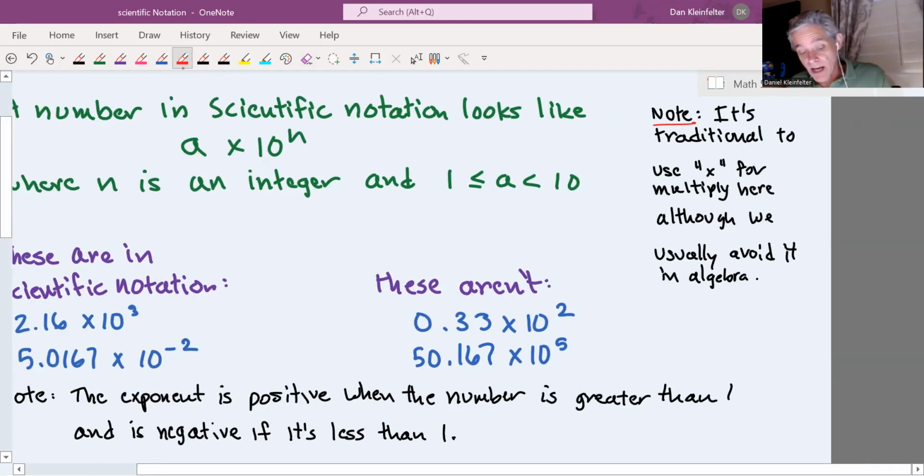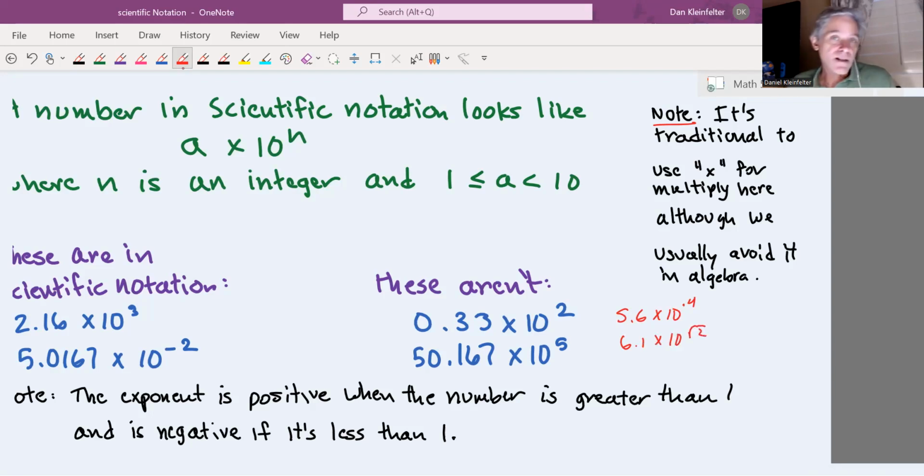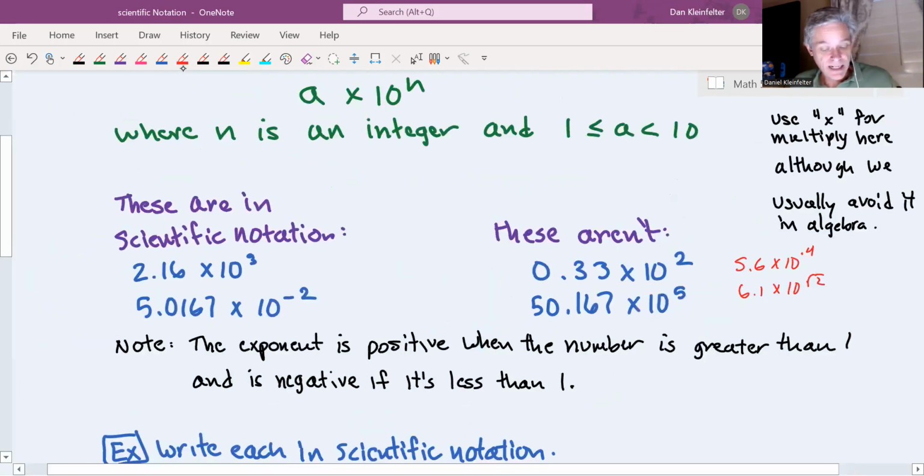Of course, others not in scientific notation would have some non-integer exponents. So if you had 5.6 times 10 to the 0.4 power, or 6.1 times 10 raised to the square root of 2 power, or some kind of crazy thing like that. So we're not going to have that. In scientific notation, the exponent is just an integer, okay, a positive or negative number with no decimal or fraction to it. The A, again, needs to be at least 1 and has to be less than 10.